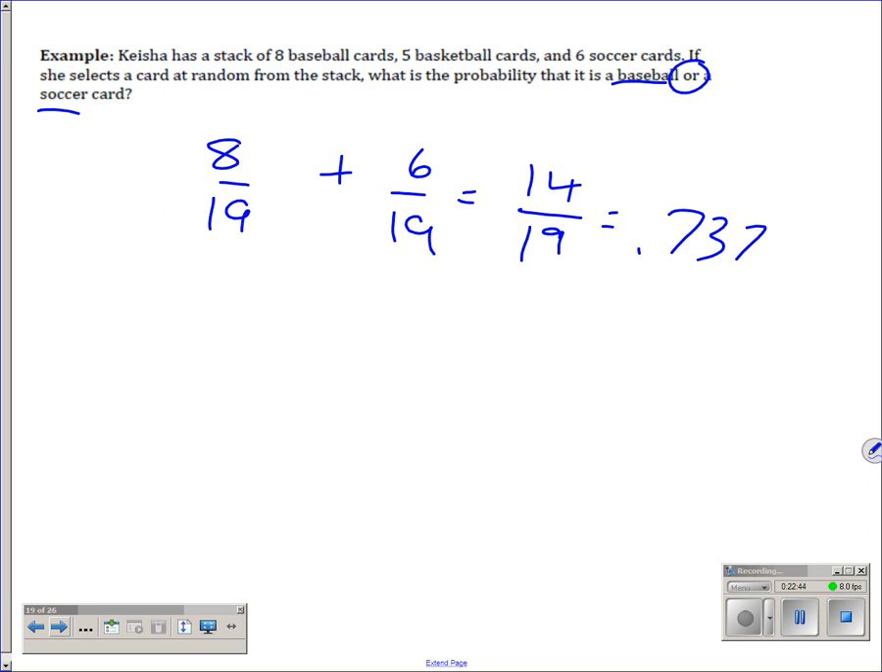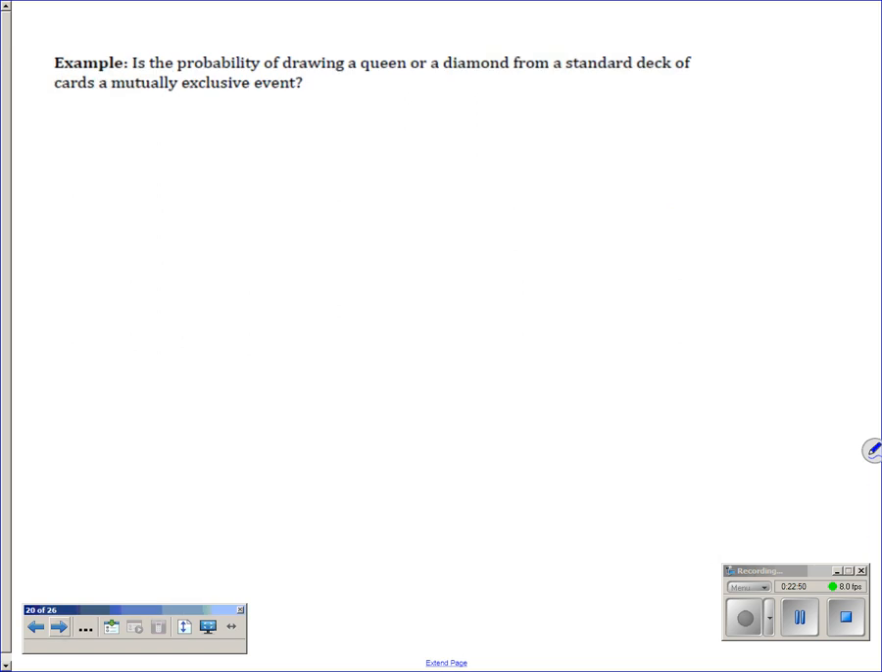All right. Well, so with or statements, we have the mutually exclusive. Let's talk about the other kind, which is inclusive events. Inclusive, and they can be the same. This example says, is the probability of drawing a queen or a diamond from a standard deck of cards mutually exclusive? Go ahead and star this problem, because I basically copy and paste that and put it on the test. So if you just want to star that and say, hey, that's on the test, I asked like 2 questions, I think, with that.